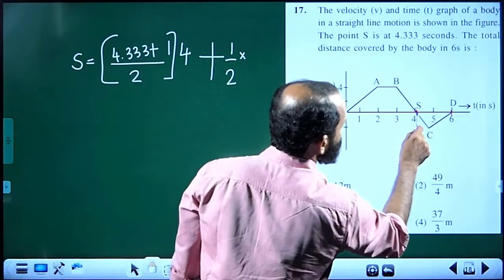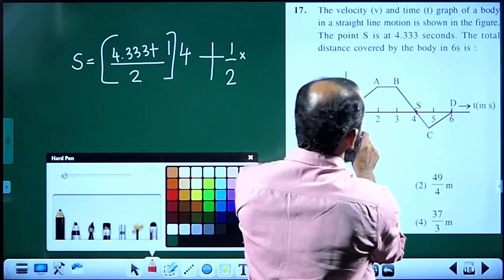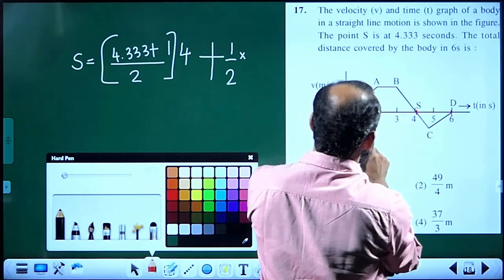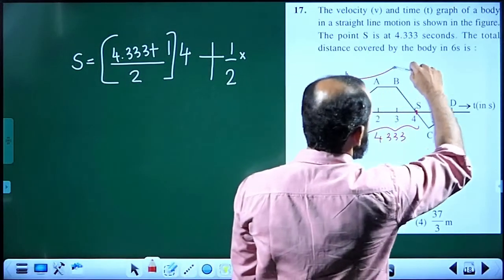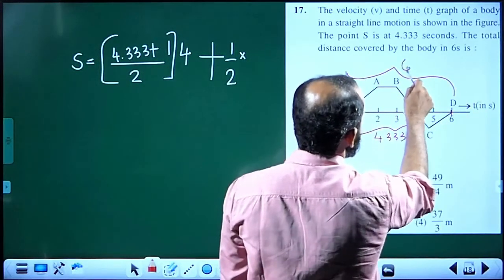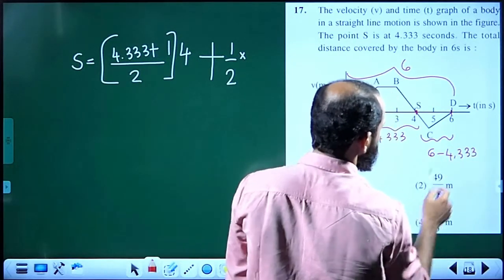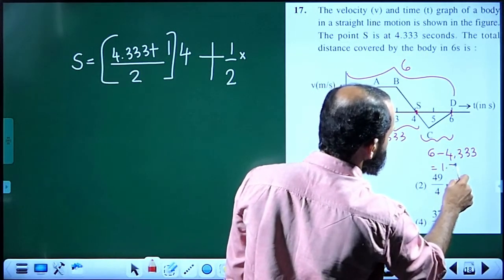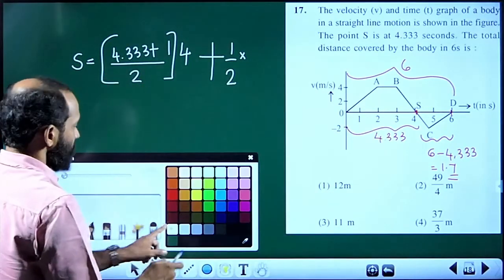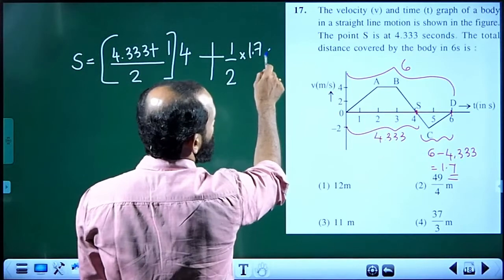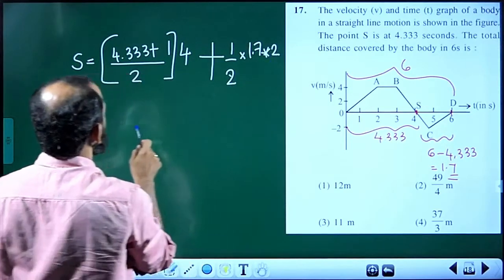Now, plus here this triangle, half into base into height. What is the base? Base is not 2 because it is to be found: 0 to S is 4.333 and 0 to D is 6. Then the rest of that will be 6 minus 4.333, and that is 1.7, nearly 1.67, okay, I take 1.7, right, that 1.7 multiplied by that altitude, altitude is 2, 2 cancels.